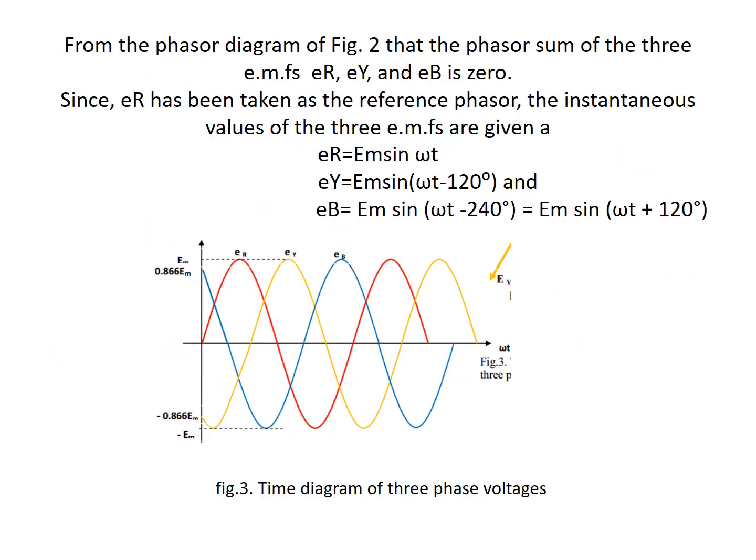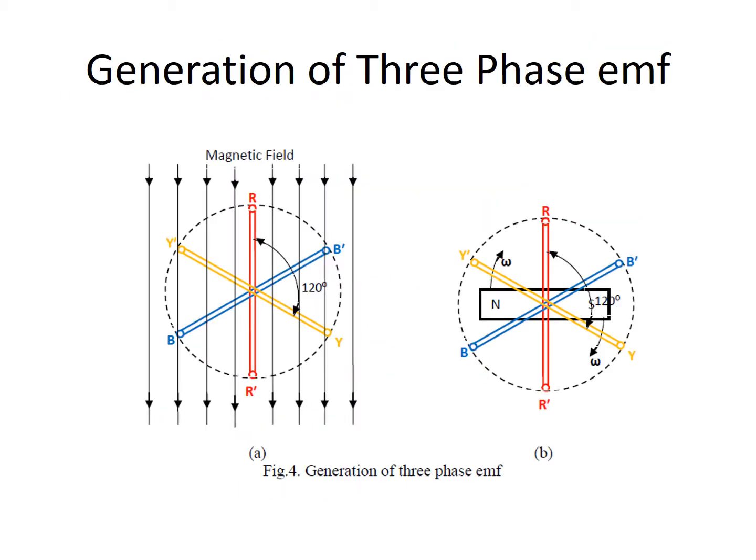In the form of a waveform, you can observe we have considered the red EMF as the reference value. With respect to that, the Y line is 120 degrees lagging with respect to R, and blue is 240 degrees lagging behind R. So this is the waveform representation. To generate the three-phase AC signal, three sets of windings are placed, and this is the generation part.